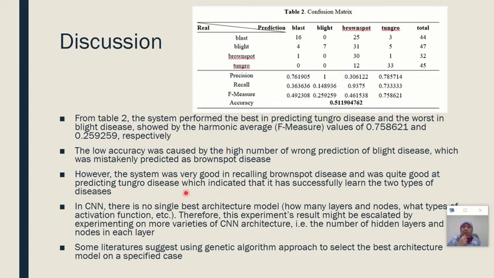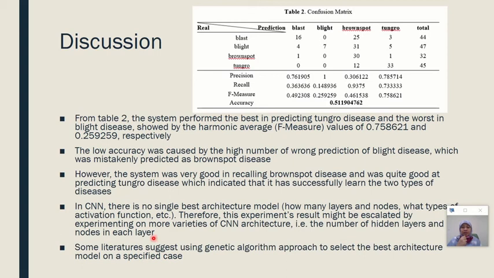However, the system was very good in recalling brown spot diseases with a high recall rate here, and quite good at predicting tungro disease, which indicates that it has successfully learned at least the two types of diseases.